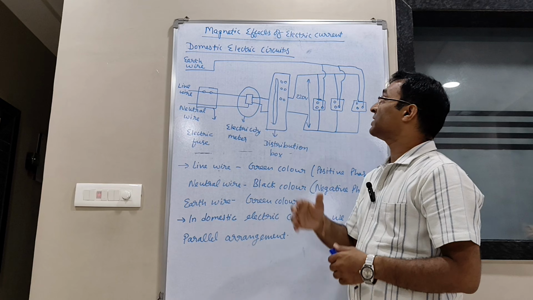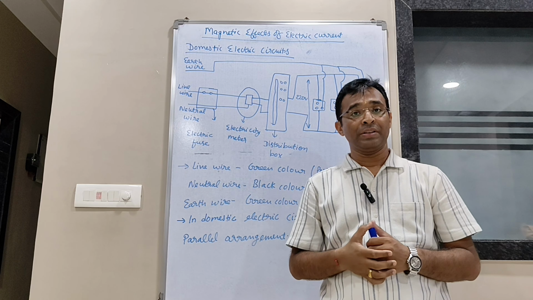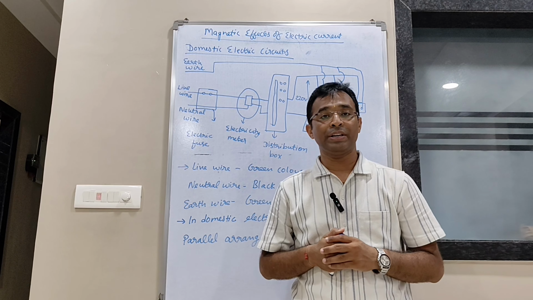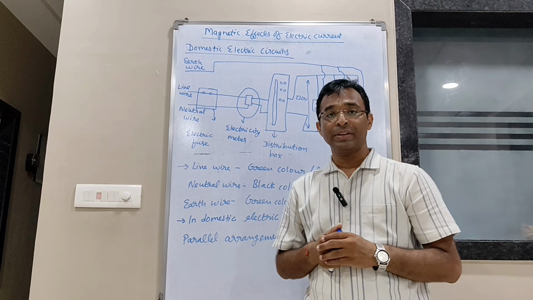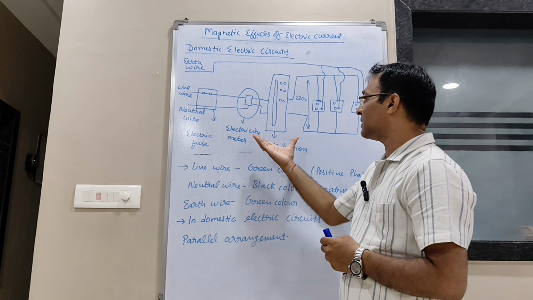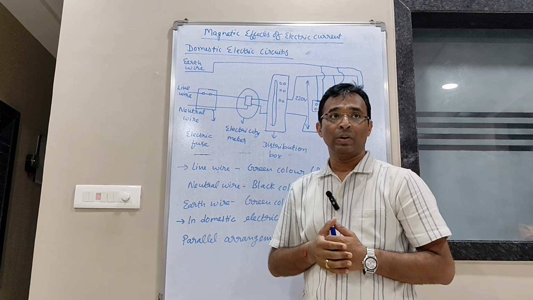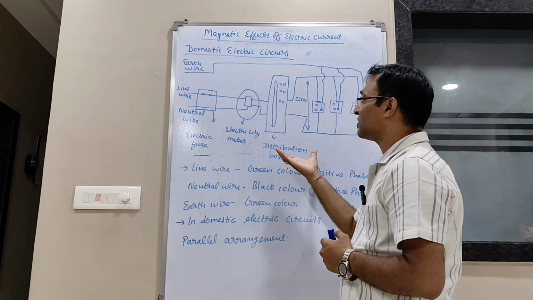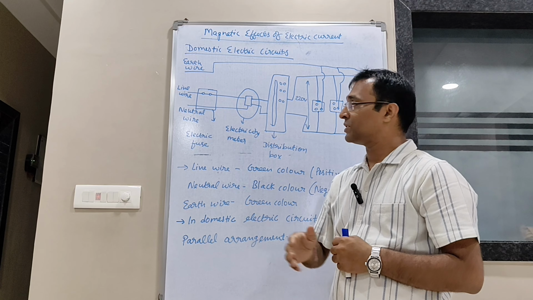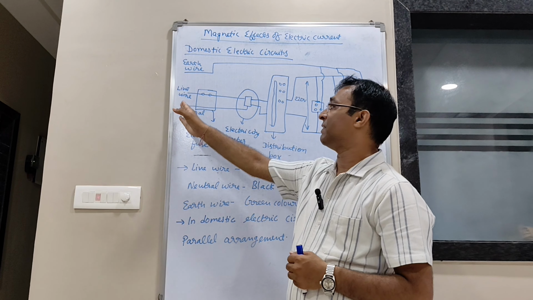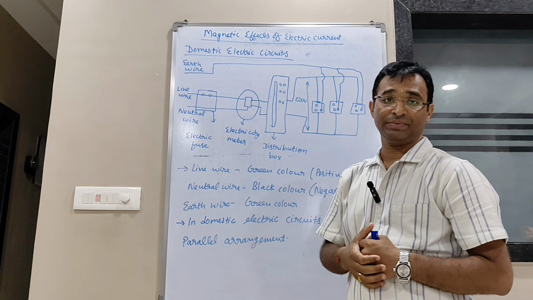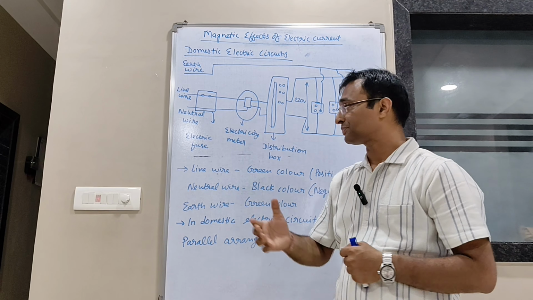Next topic is domestic electric circuits, the circuit connection which we use in our household devices. Let's understand that. This is a typical diagram or flow chart of the connection in our house. As you can see, we have a live wire, neutral wire and earth wire. Three types of wire are present.